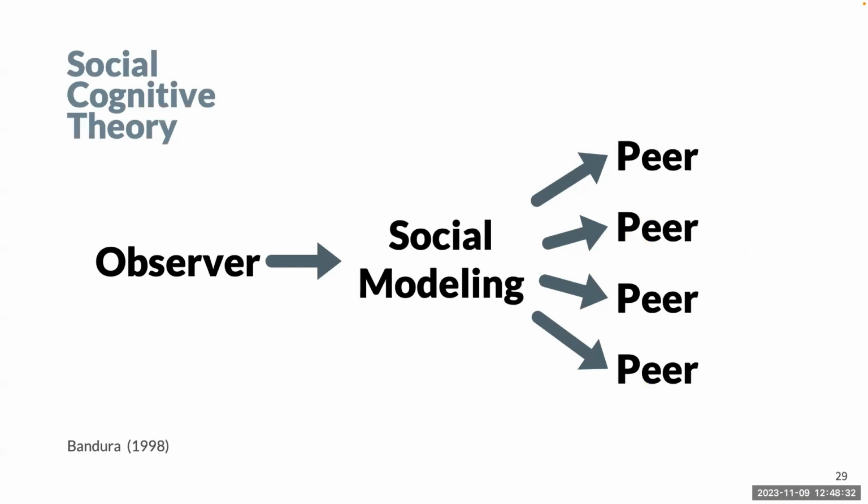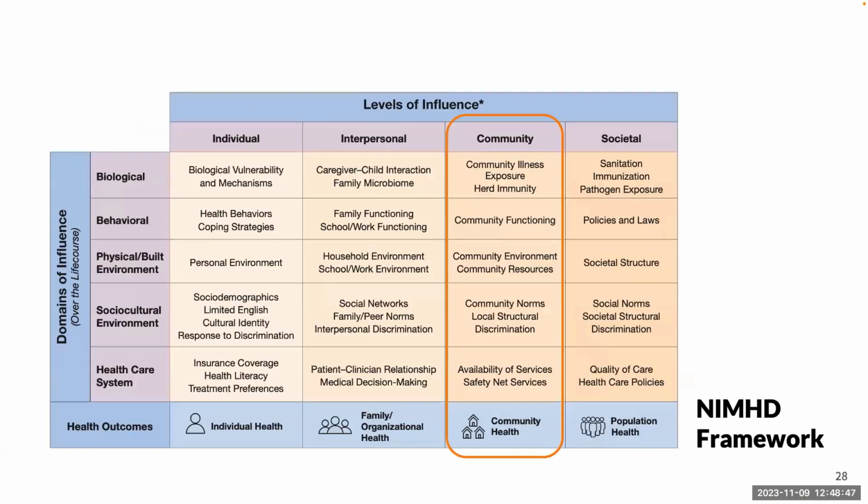And this is a process. Social modeling is a well-known process in social cognitive theory, where essentially you develop your behavior by observing other people. Like, I feel like I can be a successful professor because I saw Sina is a very successful professor.